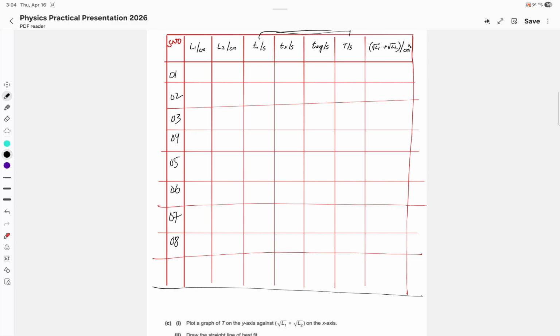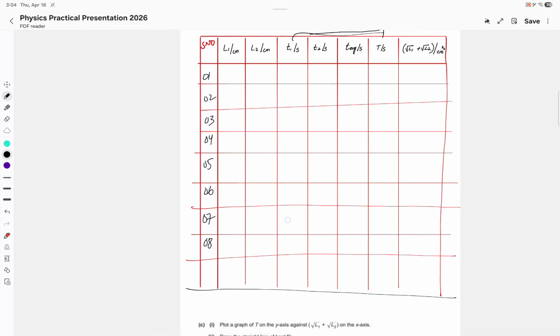So this is how we completed the table and the integrated marks I have just mentioned.